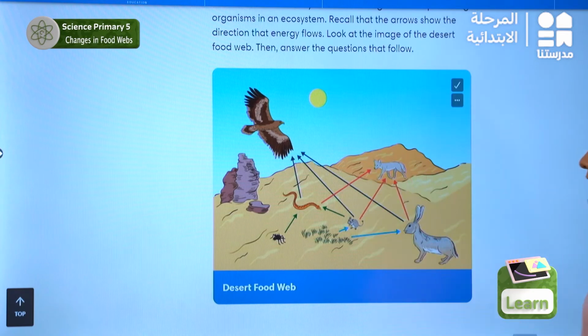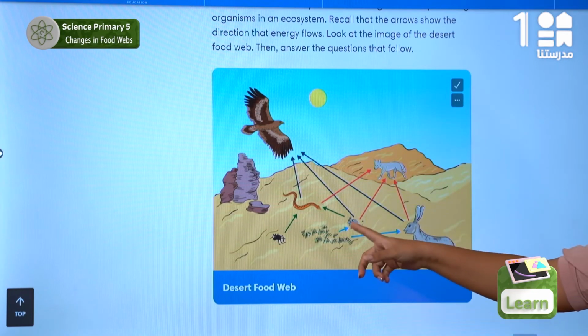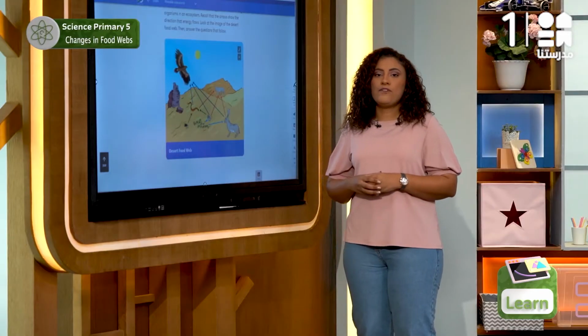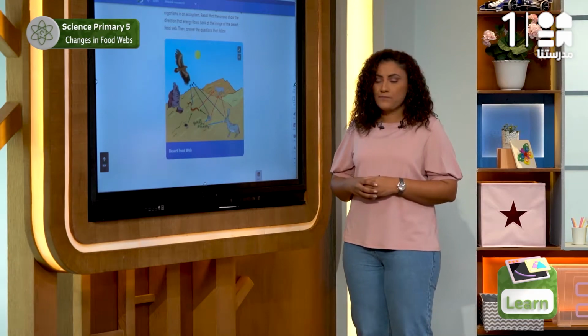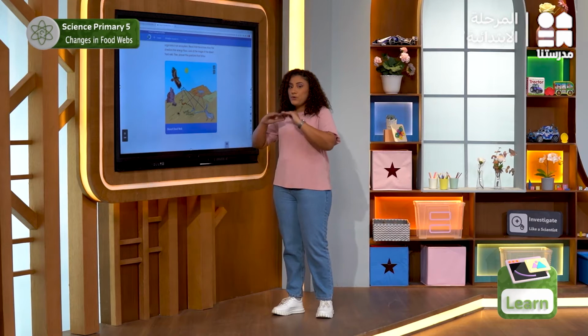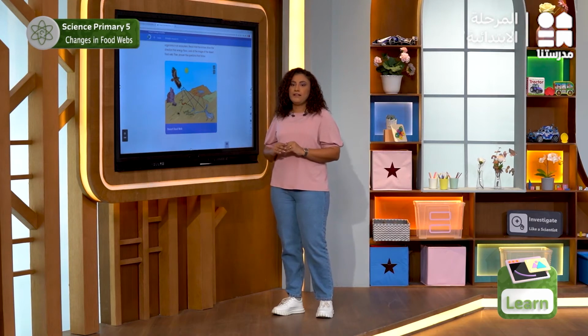As we can see here, we have the mouse, which can feed on the grass. We also call them herbivores. We also have the hare, and we can put them in the second level in our food chain.